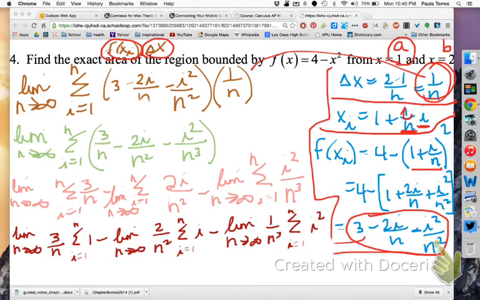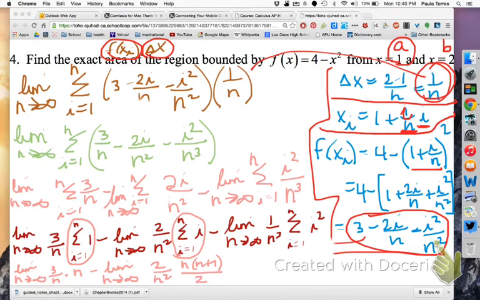And now I'm ready to start substituting in for all of my sigmas. Still don't get to throw away the limits yet because I haven't taken it. So this summation will be n. And then this summation is n times n plus 1 all over 2. And the last one is n times n plus 1 times 2n plus 1 all over 6.